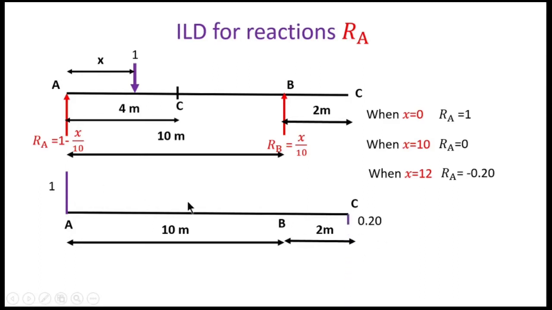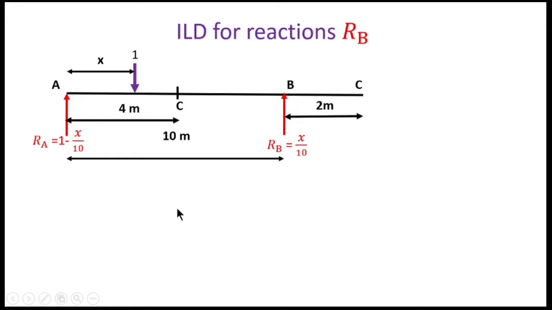Then join these points A, B, C, and for the determinate structure, this line is always linear. So join this line smoothly through 1, 0 and minus 0.20. This is the ILD for the reaction Ra. Above the line is positive and below the line is negative. Next is the ILD for reaction Rb.